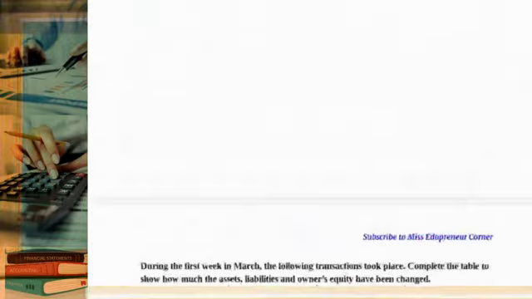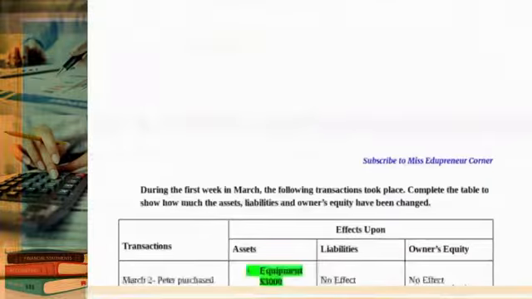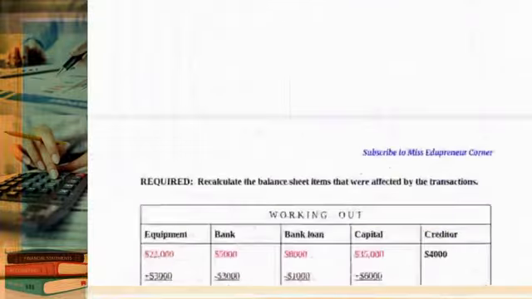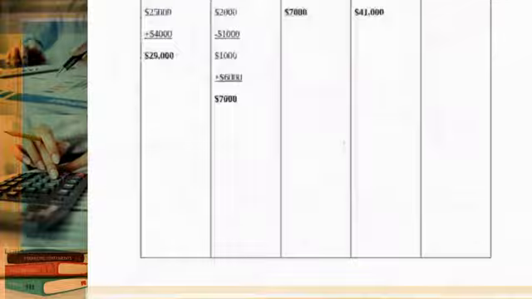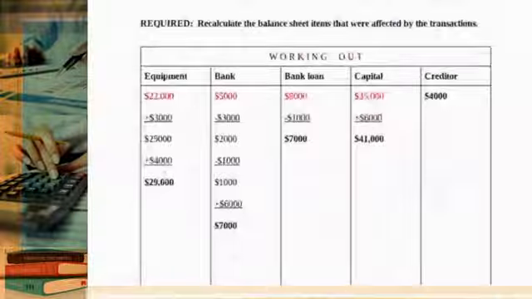And the figure for equipment would be, so first it was $22,000, but now it is $29,000. So this is the figure that we will record in the new balance sheet, the $29,000. So no longer the $22,000, but the $29,000.